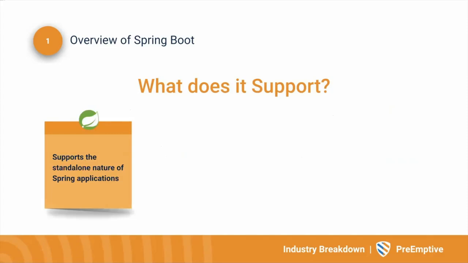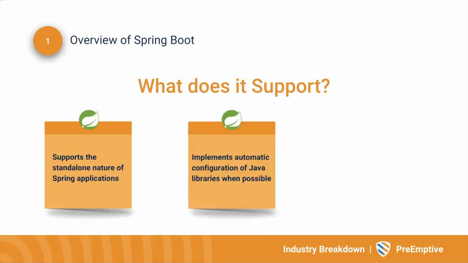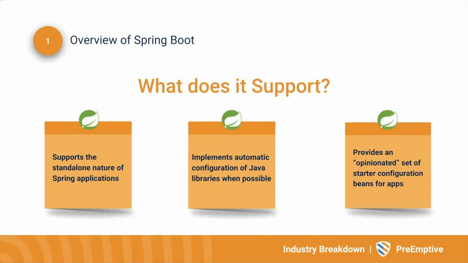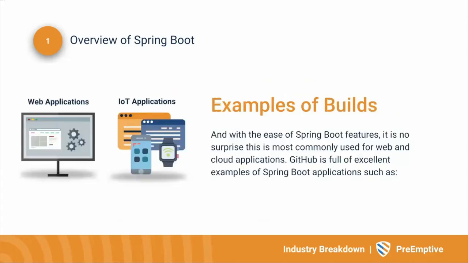1, it supports the standalone nature of the Spring applications. It implements automatic configuration of Java libraries when possible. And last, it provides an opinionated set of starter configuration beans for apps. And with the ease of Spring Boot features, it is no surprise this is most commonly used for web and cloud applications. GitHub is full of excellent examples of Spring Boot applications, such as web applications. The Spring.io website has been built using Spring Boot, so it perfectly demonstrates what the tool looks like in action. The code is up on GitHub, so anyone can explore how the tool was used to simplify the site setup.